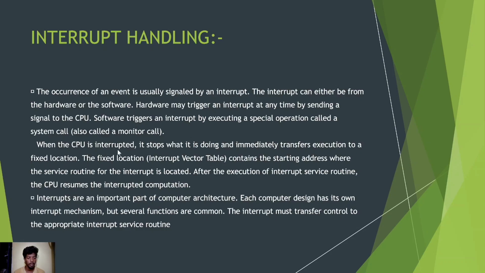When the CPU is interrupted, it stops what it's doing and immediately transfers execution to a fixed location. The fixed location contains the starting address where the service routine for the interrupt is located. After the execution of the interrupt service routine, the CPU resumes the interrupted computation. Interrupts are an important part of computer architecture. Each computer design has its own interrupt mechanism, but several functions are common. The interrupt must transfer control to the appropriate interrupt service routine.